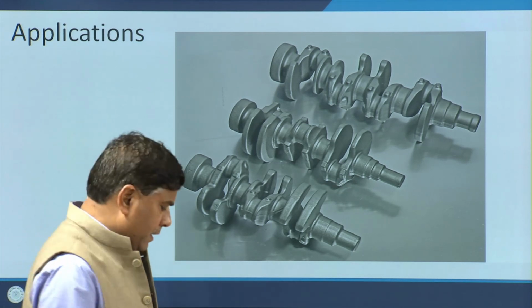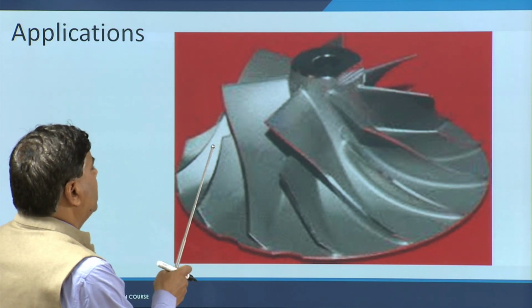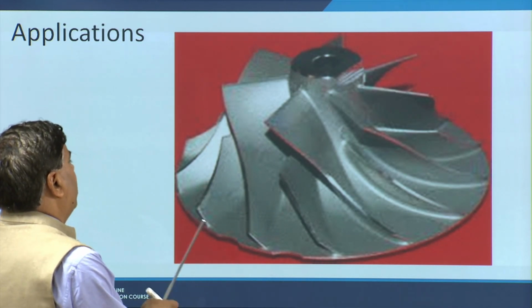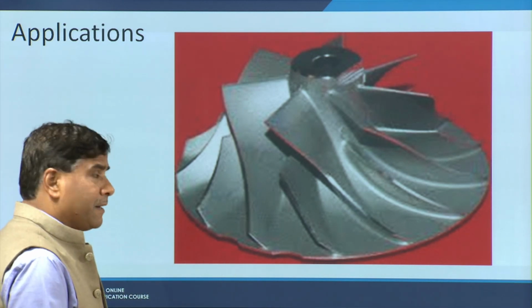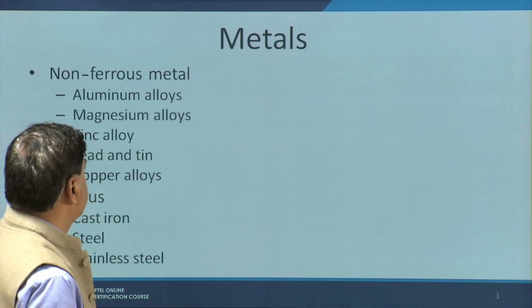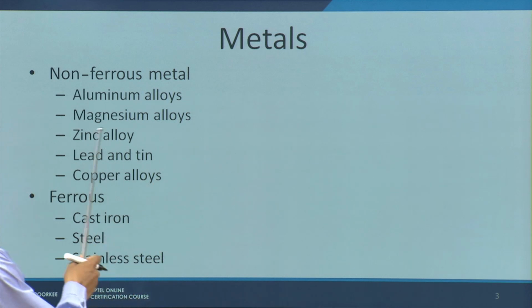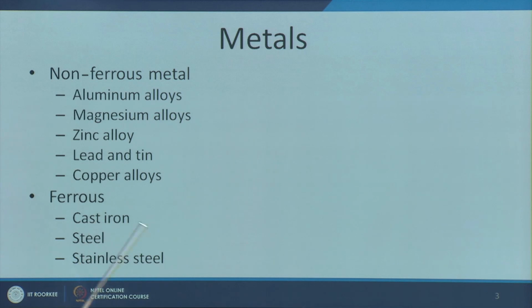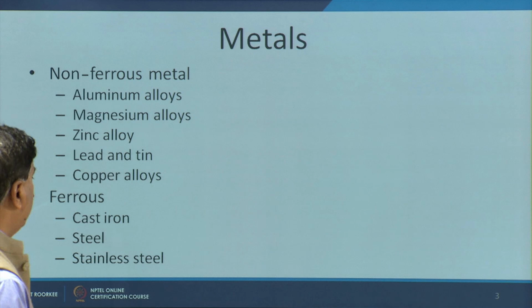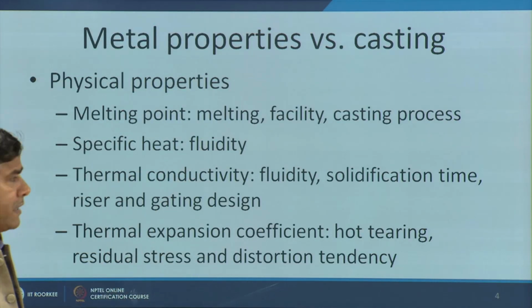The other things, like this further complex design of the guide vanes or the blades, can be easily made using the casting process. This is what I have already talked about. The metals have two categories, non-ferrous metals and ferrous metals. Non-ferrous: aluminum, magnesium, zinc alloy, lead, tin and copper alloys. In the ferrous category: cast iron, steel and stainless steel. Here we have the material properties and casting relationship.